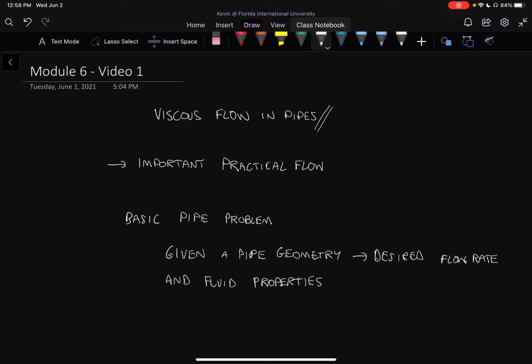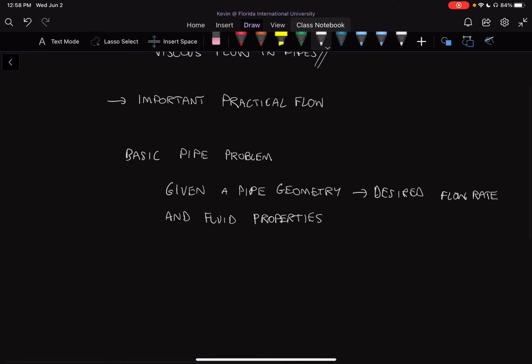In order to solve the problem, we're going to have to figure out two things. First, we have to figure out what pressure drop is needed to drive the flow. Remember that flow is always created by a force, and this force is usually created by a pressure drop. If we have a high pressure on one side and a low pressure on the other side, the flow will start driving from the high to the low pressure. So we can figure out from our theory what pressure drop we would need to drive the flow.